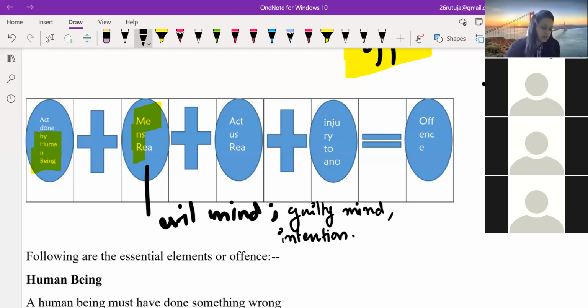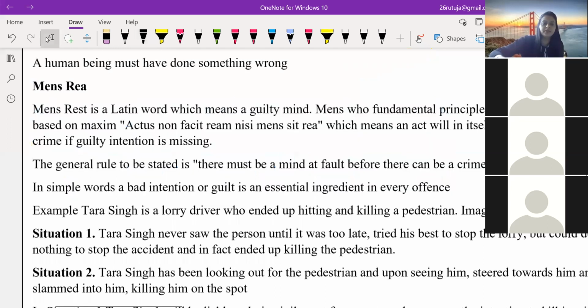Mens rea is based on a Latin maxim, जिसका यहाँ पे Latin maxim दिया है, Actus non facit reum nisi mens sit rea, जिसका मीनिंग यही होता है that an act in itself cannot be considered as a crime if guilty intention is missing. So समझो कि guilty mind होना कितना important point है to constitute a criminal offense. Without this, your case will not be proved.